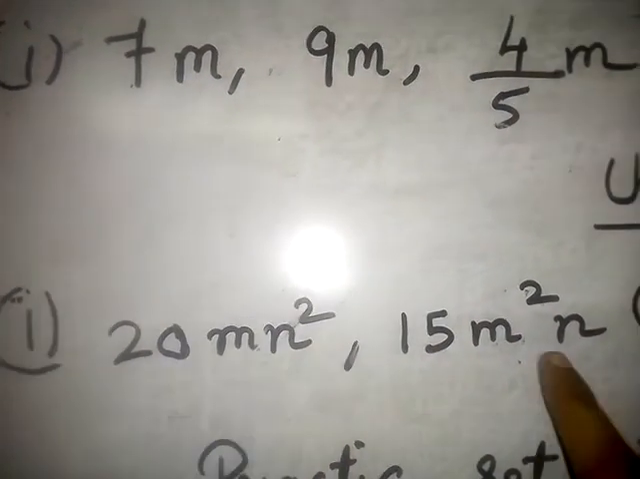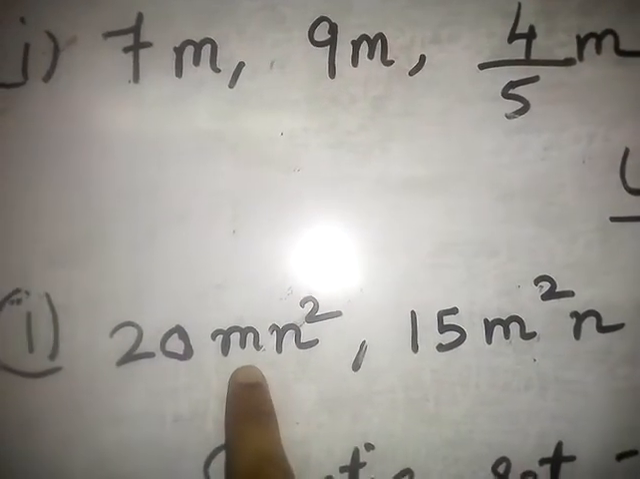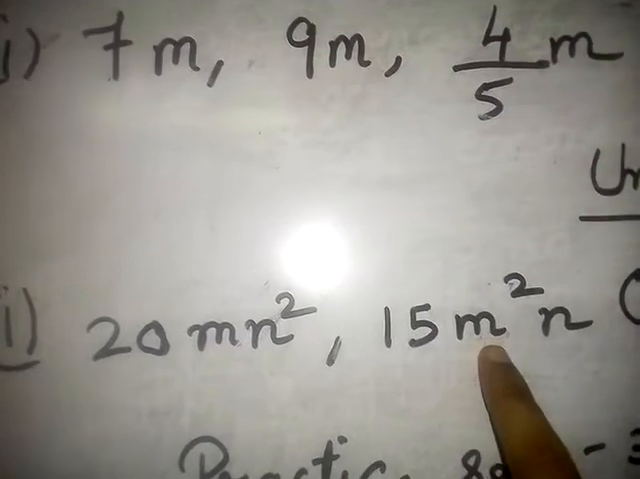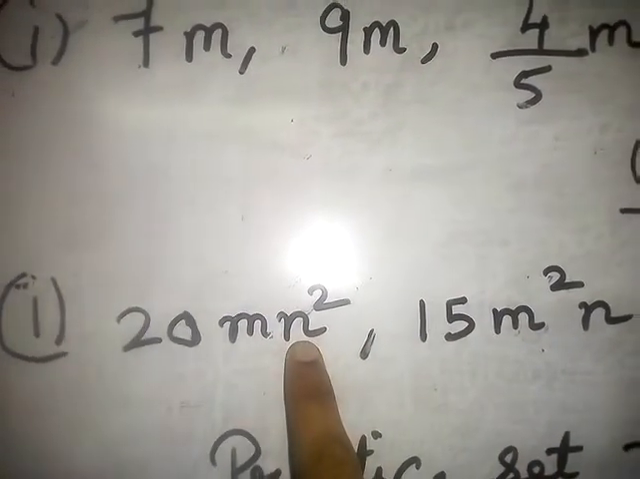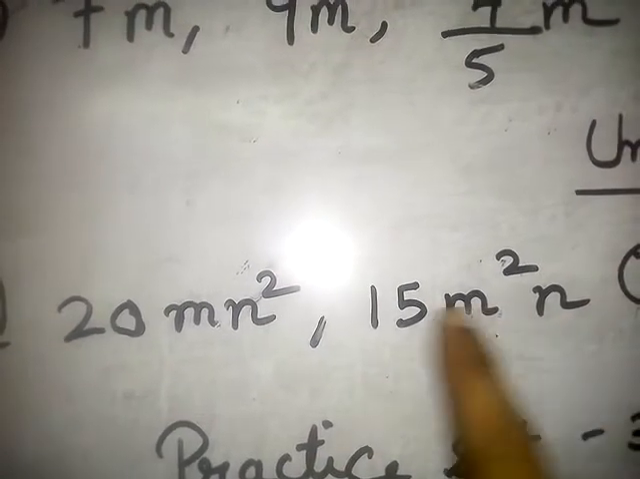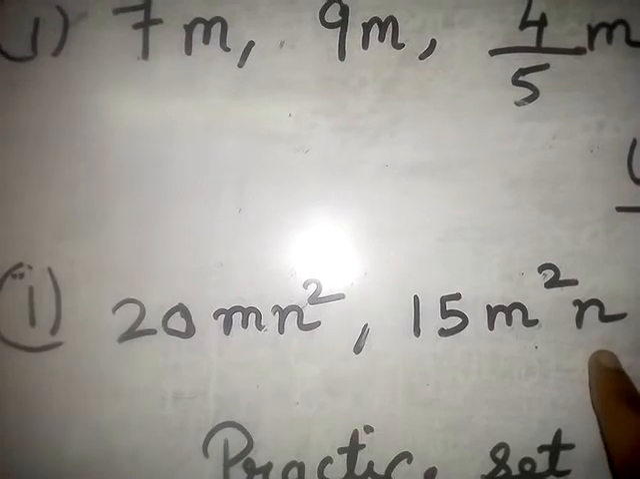You don't have the same power over here. Here you have only m, and here you have only m square. Here you have n square, and here you have n. You have the different power over here if you have the same variable. So that is why it is unlike terms.